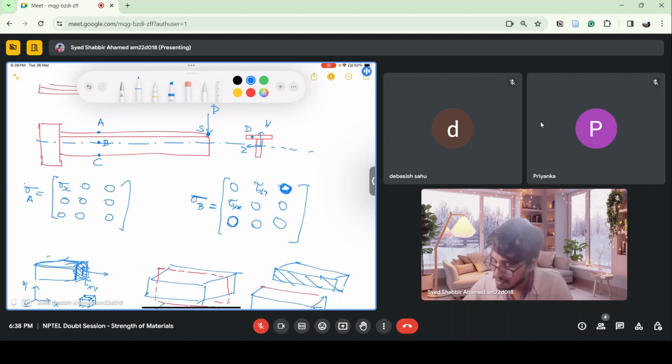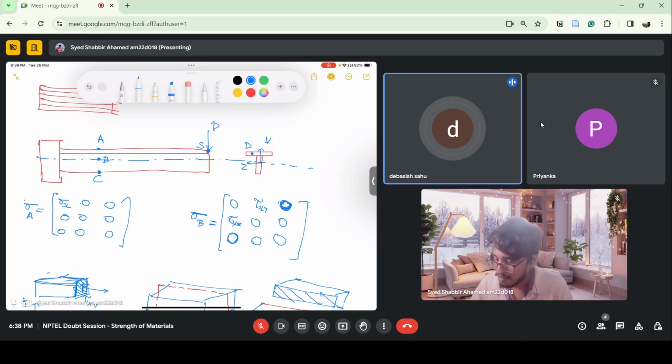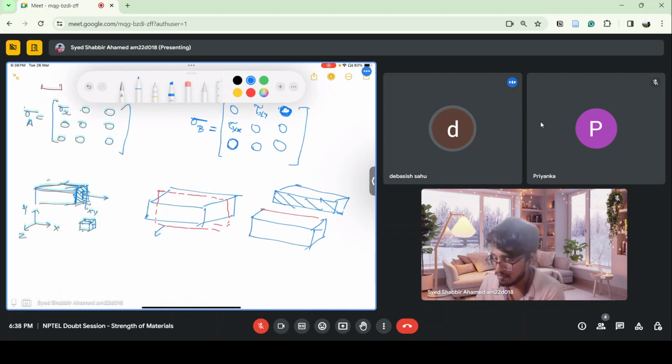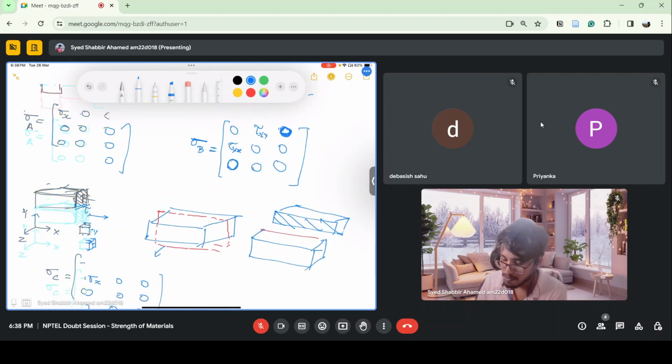And at point C, how does the stress tensor look? Sigma x is negative. Hence we have compressive stress here. We are taking this as negative, and everything else is zero.